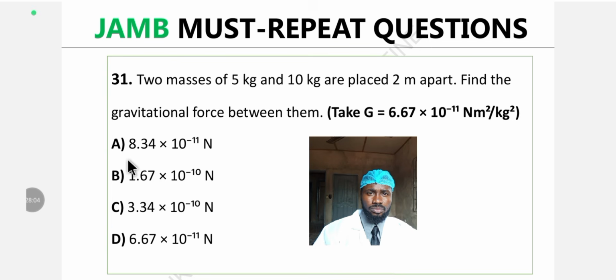What's the answer? Option A, 8.34 times 10 raised to the power minus 11 newtons. Option B, 1.67 times 10 raised to the power minus 10 newtons. Option C, 3.34 times 10 raised to the power 10 newtons. Option D, 6.67 times 10 raised to the power minus 11 newtons. Drop the answer in the comment section.